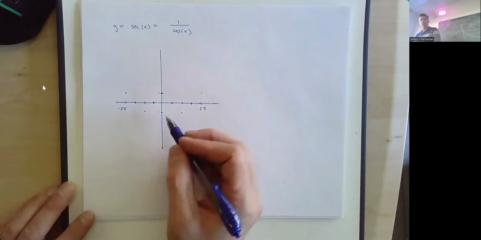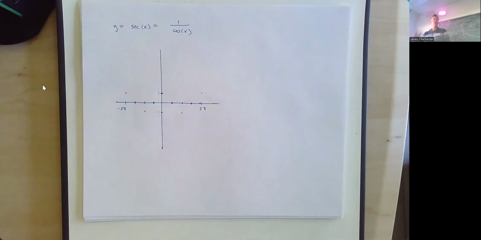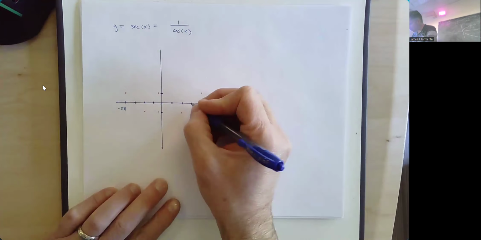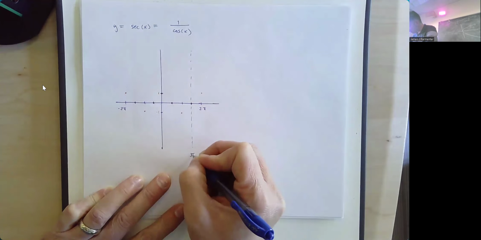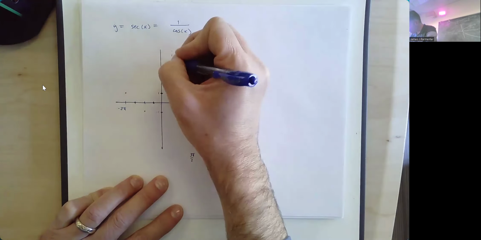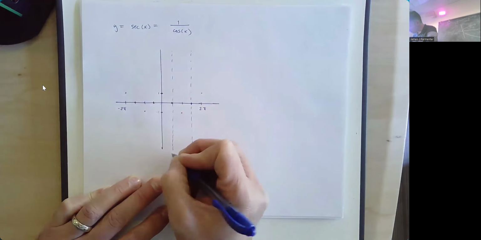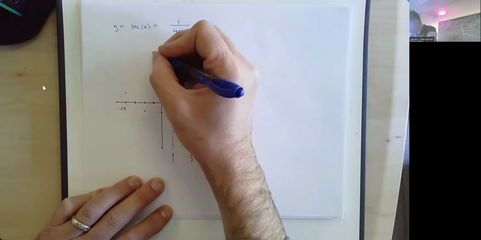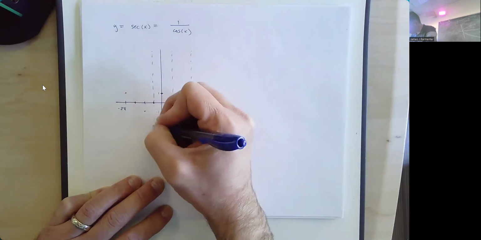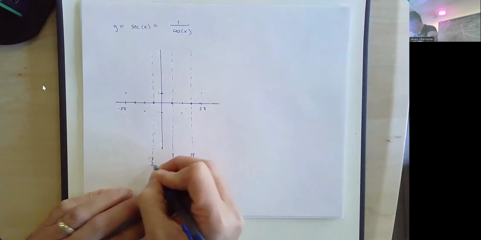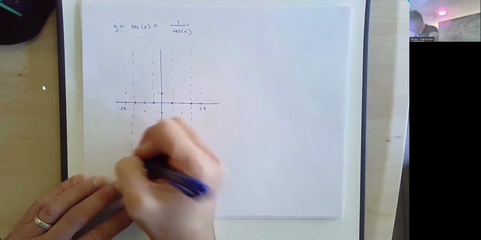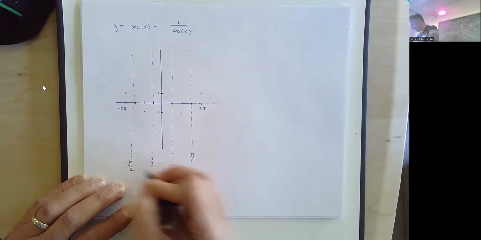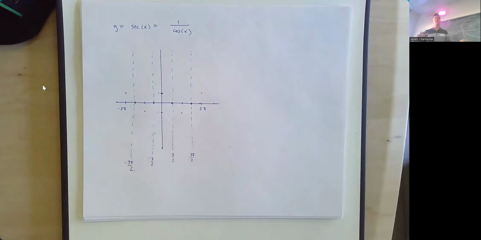So then I know whenever cosine is equal to 0, 1 over cosine is going to have a vertical asymptote. So I'm going to have a vertical asymptote here at 3 pi over 2, here at pi over 2, here at negative pi over 2, and here at negative 3 pi over 2. Again, those aren't the only ones, right? Those are just the ones we happen to be graphing. There'd also be one at 5 pi over 2 and 7 pi over 2 and every odd multiple of pi over 2.